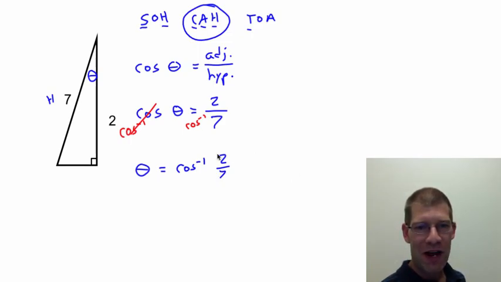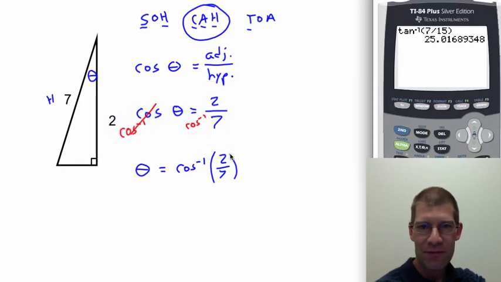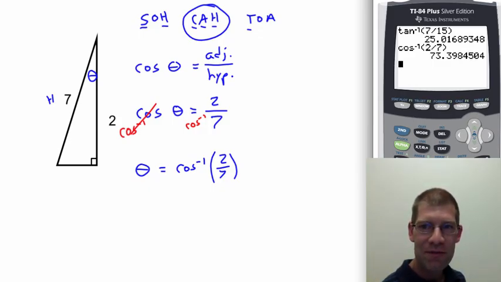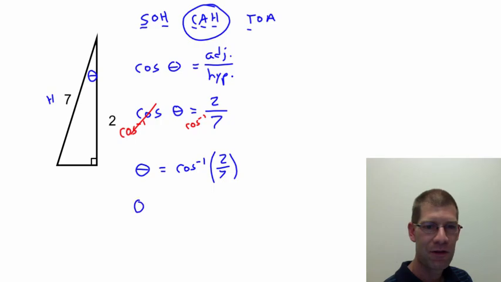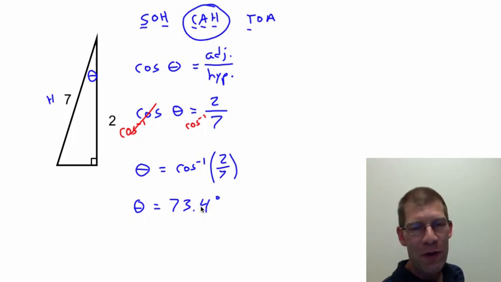And if you punch that into a graphing calculator, you need to make sure that it treats 2 divided by 7 like a fraction. So then I could do inverse cosine here, and 2 divided by 7, and the parentheses if you want to, because it's at the end, hit enter, and we come up with 73.4 degrees. 73.4 degrees.